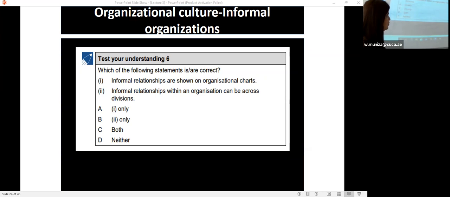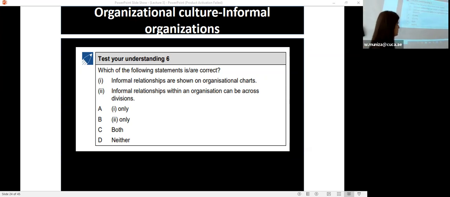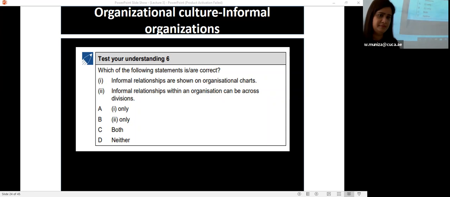Second one, informal relationships within the organization can be across divisions. Is it true? Can they be across divisions? Why can't they be across divisions? Only within one division they can be, not in the other division. What do you think, Samiha? They cannot be across divisions. What do you think, Mariam? They can be across divisions or not? So yes, they cannot be across divisions.